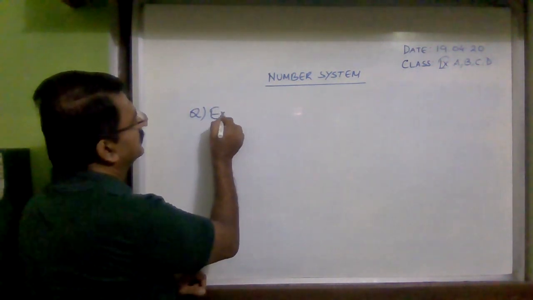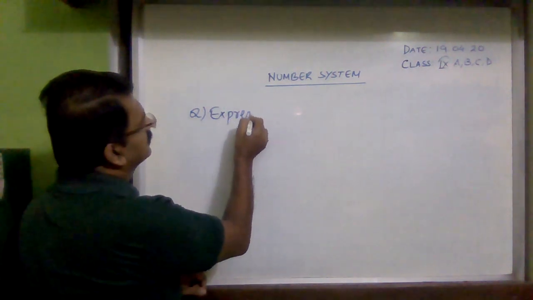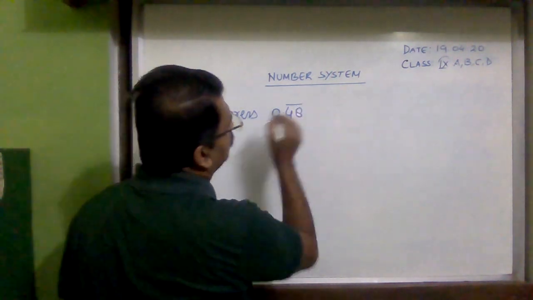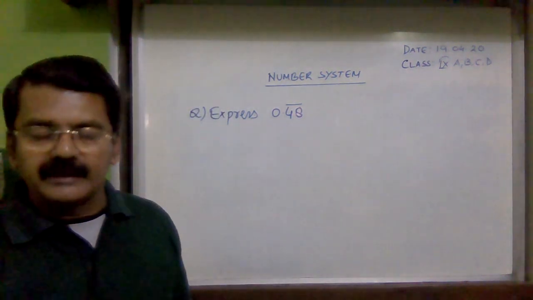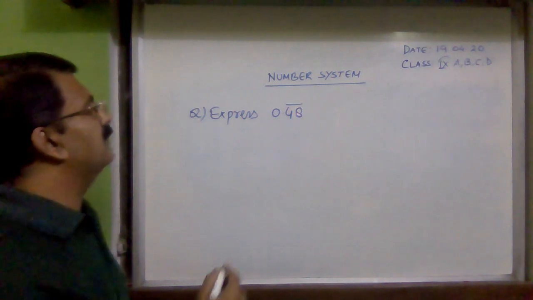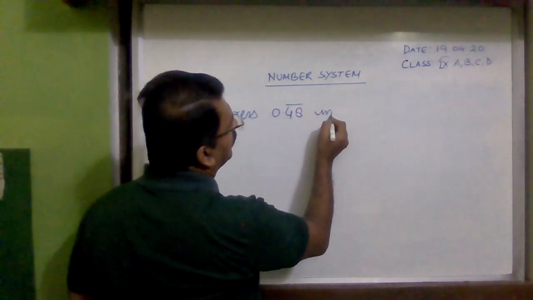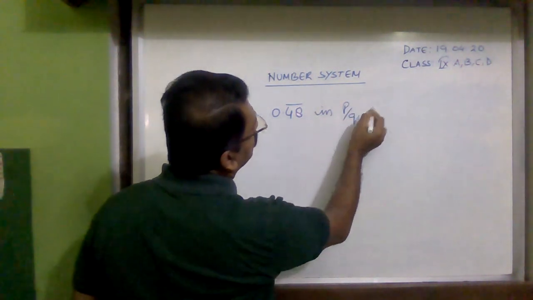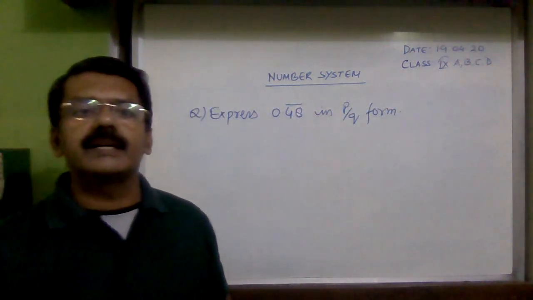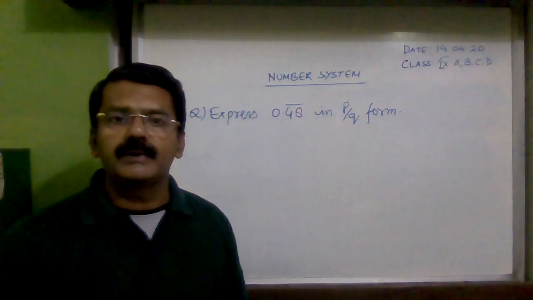Express 0.48, when 4 and 8 both are recurring decimals or repeating decimals. Express 0.48 in p upon q form. So we have already done a few questions of this type.